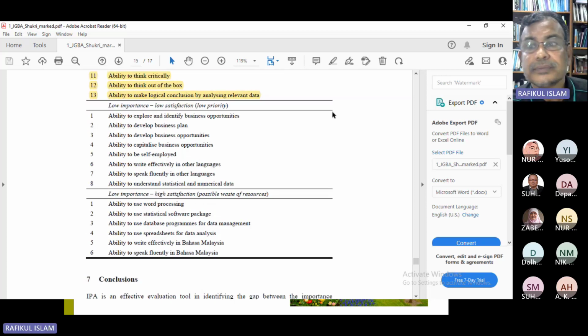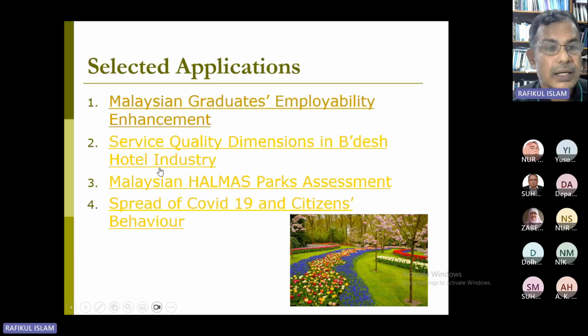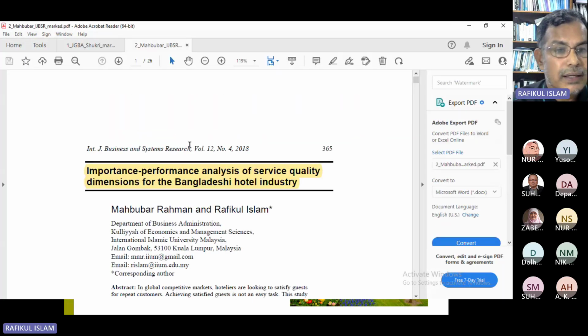Okay, so this is one. Then I'll go to the second one quickly. This work was done by another student, Mahbubur Rahman from Bangladesh. His domain was the Bangladesh hotel industry. So he applied importance performance analysis for service quality dimensions of the Bangladesh hotel industry.